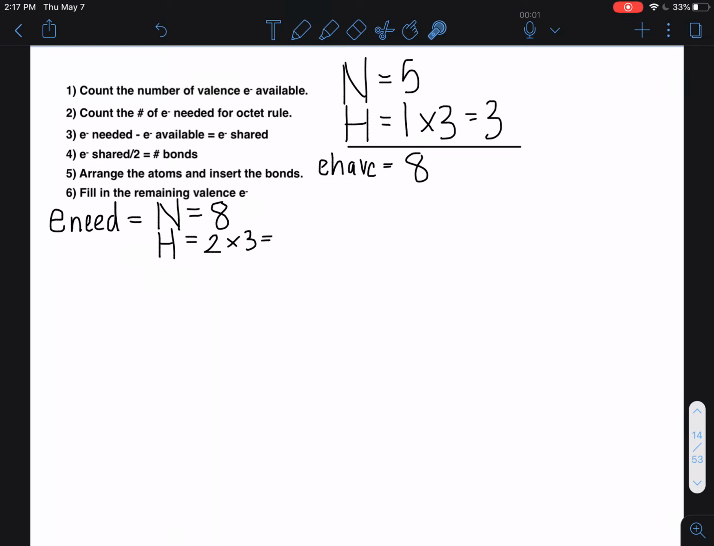So our E need, nitrogen needs 8 valence electrons because it's for a full octet. And each hydrogen only needs 2, and there are 3 of them. So that means a total of 6. So our total E need is 14.